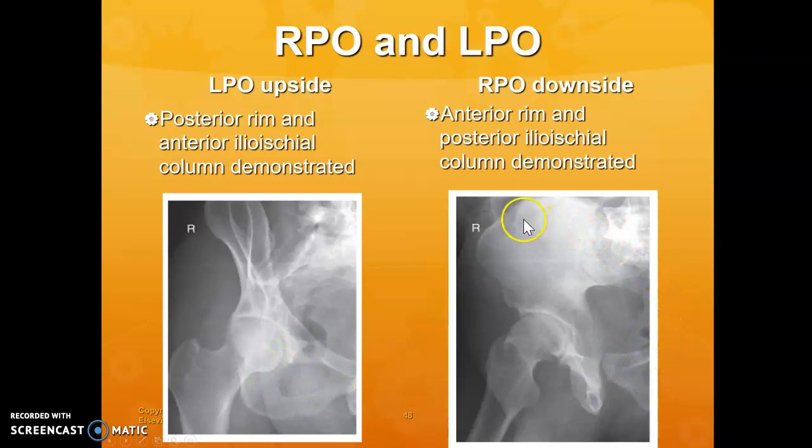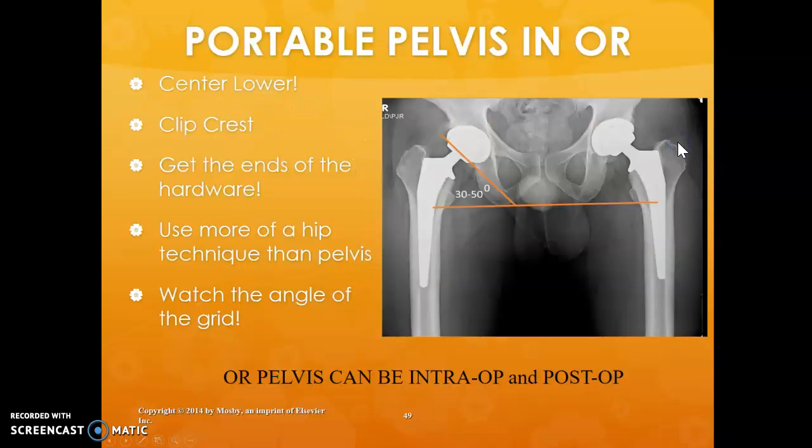When you roll them down, this is a side down. You have a really kind of elongated iliac crest. The obturator foramen is closed, and you're seeing different visuals. You're either seeing the posterior rim or the anterior rim, depending on which side is up and which side is down. Portable pelvis in the OR, you are centering lower.